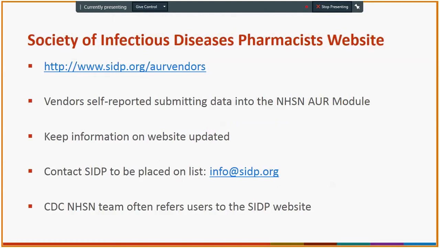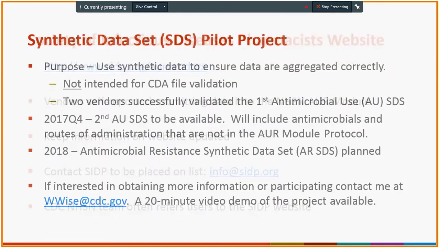The Society of Infectious Diseases Pharmacists, or SIDP, that you may have already heard of, has a website that contains a list of software vendors that have self-reported successfully submitting data into the NHSN AU option. The URL is listed on this slide. It is recommended that you keep the information on this website updated. If you're not on the list and you have successfully submitted AU or AR data, you're encouraged to contact SIDP to be placed on the list. The CDC NHSN team often refers to this website to view vendors that have successfully submitted AU or AR data into NHSN. Next slide, please.